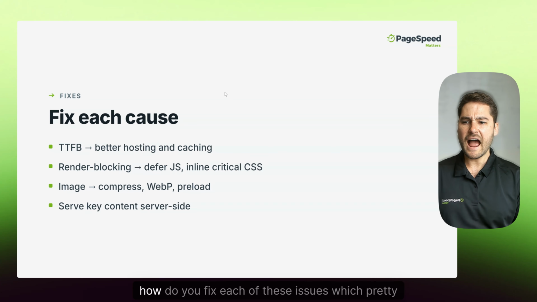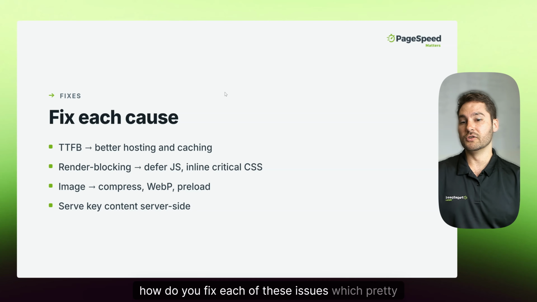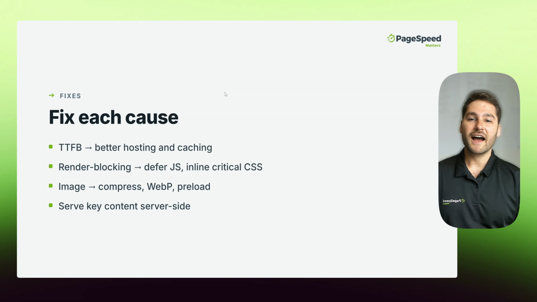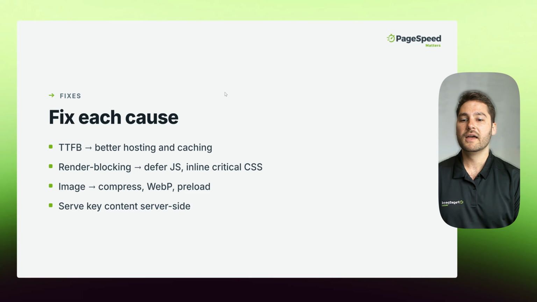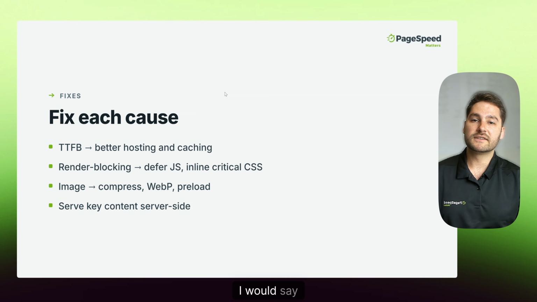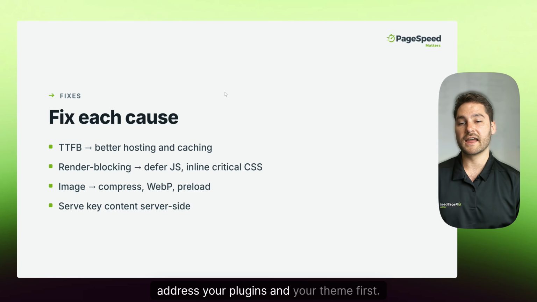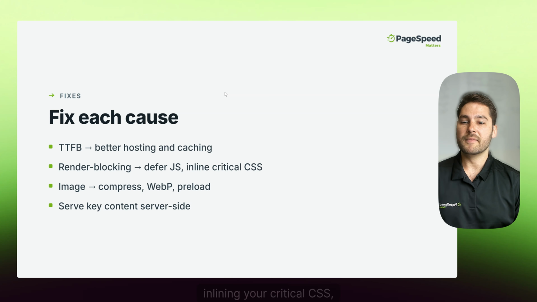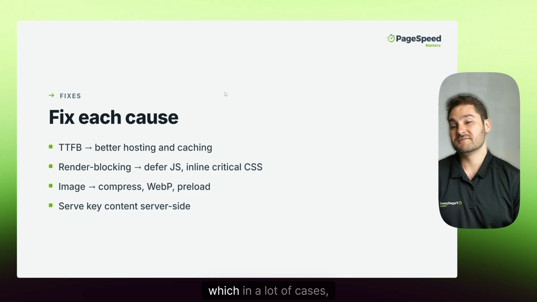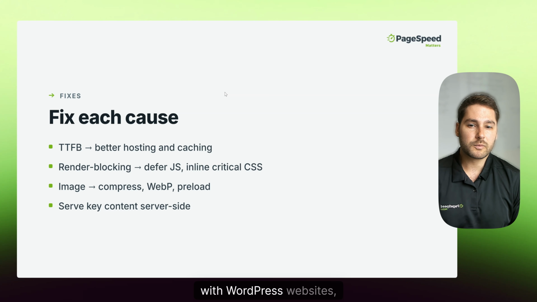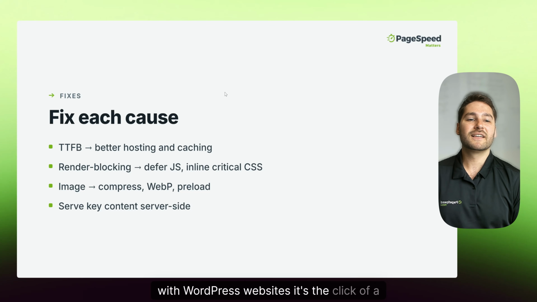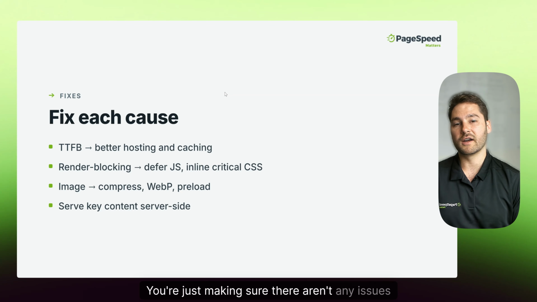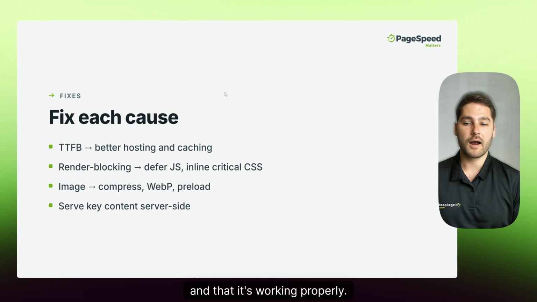So how do you fix each of these issues, which we pretty much just went over? Time to first byte, you want to make sure you have better hosting and proper cache setup. Render blocking resources, I would say address your plugins and your theme first. Then you can work on deferring and delaying JavaScript, inlining your critical CSS, which in a lot of cases with WordPress websites, not really for other types of sites. WordPress websites, it's the click of a button. You're just making sure there aren't any issues and that it's working properly.